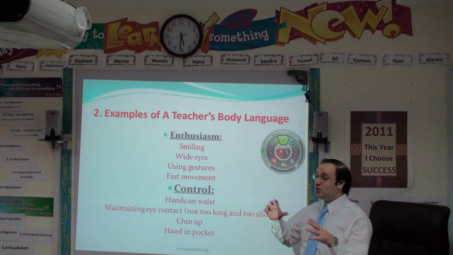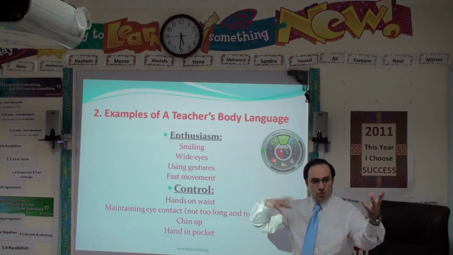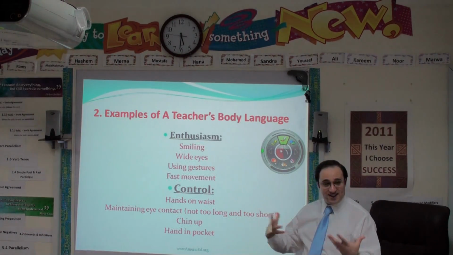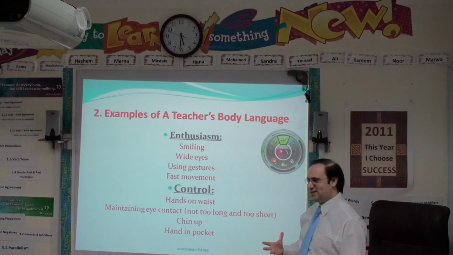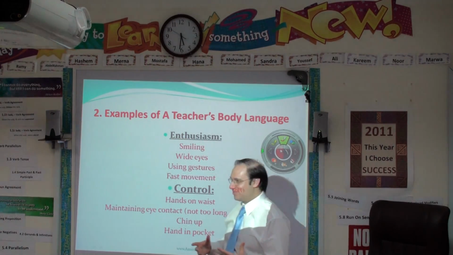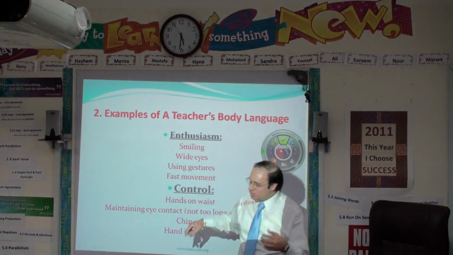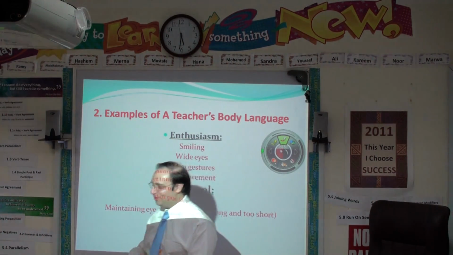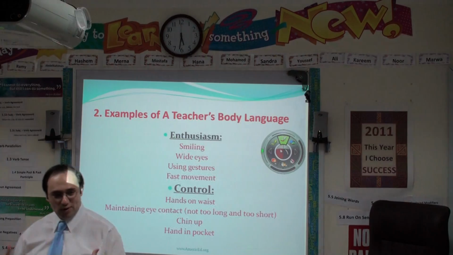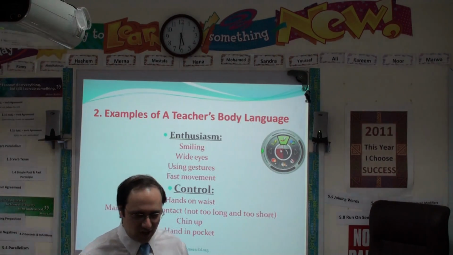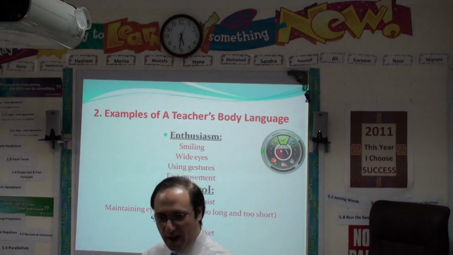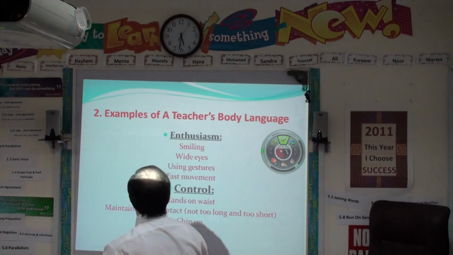But again, even if you're not used to this, when you see somebody waving their hands and using gestures all the time, it is engaging. It gives a sense of enthusiasm. This person is really happy about what he or she is doing. Fast movement: if I'm going very slow or reading the story very slowly, it means I don't like it. But if I'm going fast, using a different intonation in my voice, using gestures, smiling, wide eyes, I give a sense of enthusiasm.